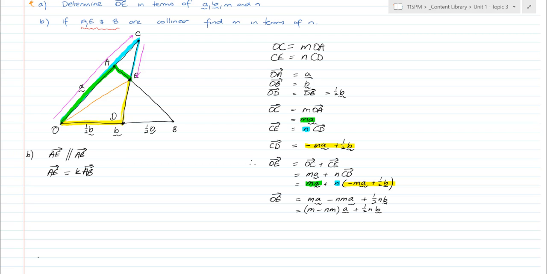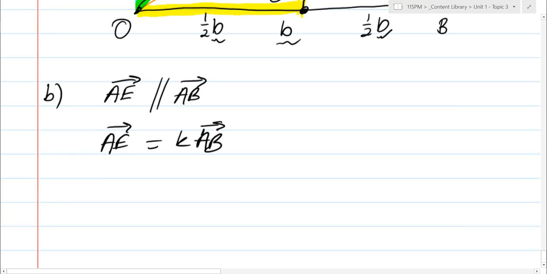So the first thing I'm going to note is I've got a relationship between AE and AB, and I want to determine M in terms of N. So I'm hoping that I can eliminate some things. I'm going to tell you the path I'm going to follow, just the overall path, okay? What I'm going to do is get to a point where I show two vectors are equal. That's my aim, i.e. it's going to be AE equals KAB.